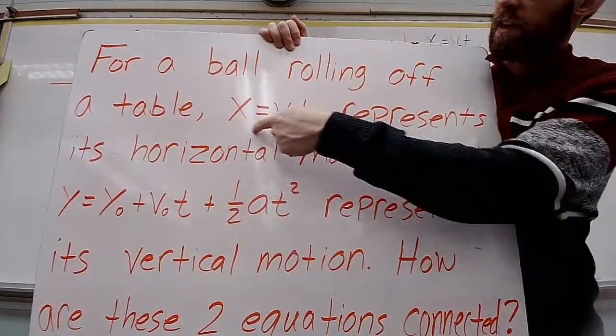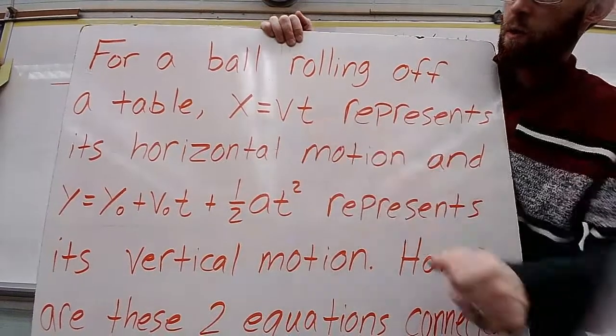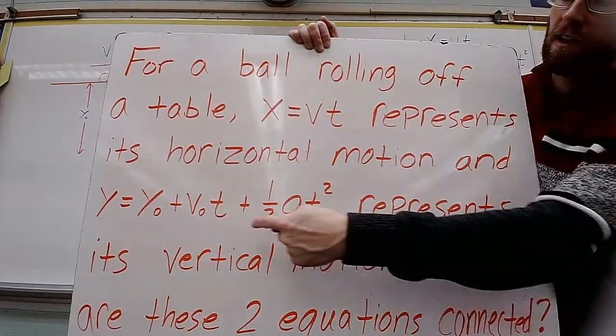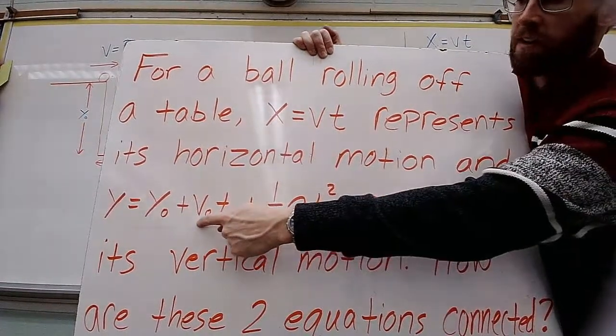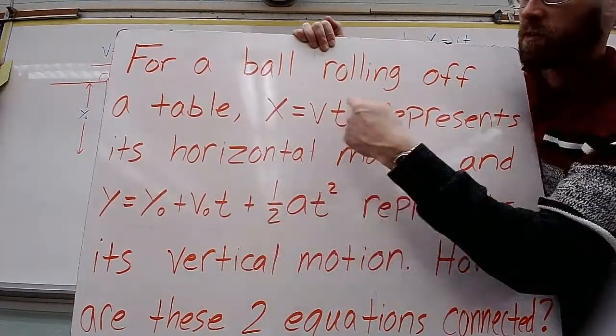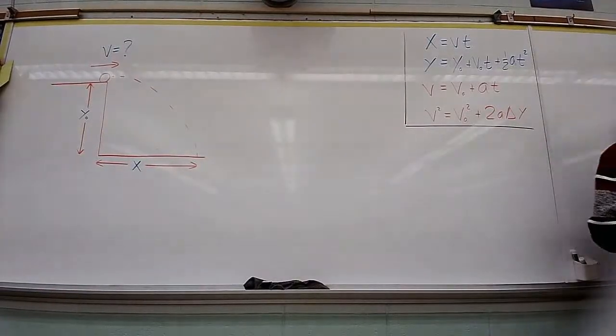Because this is a horizontal equation, that means this is a horizontal velocity. This is a vertical equation on account of the acceleration. So that is a vertical velocity. So they are two different velocities there. We have to make sure we're very careful with that.